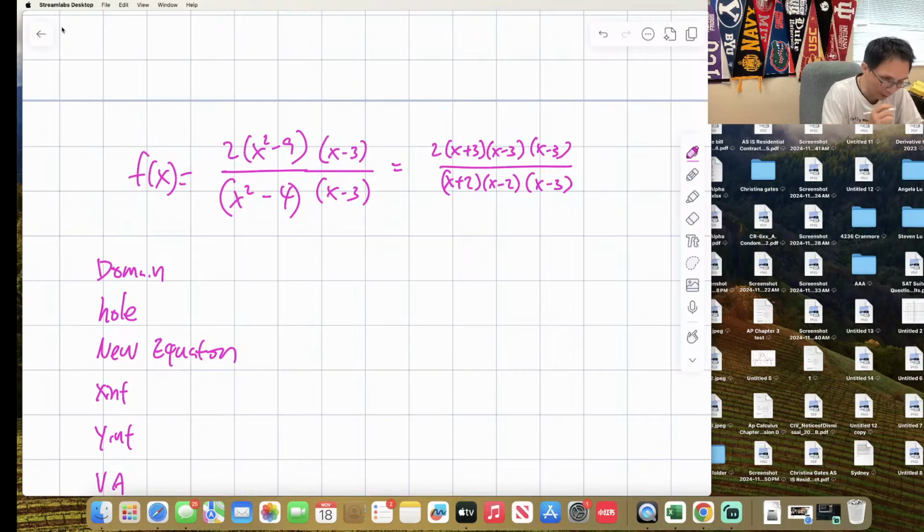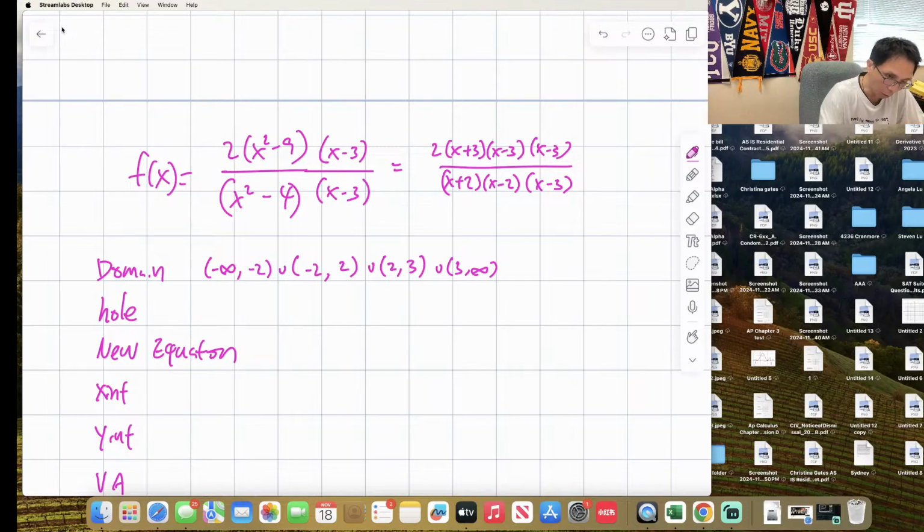Setting the bottom equal to 0 gives 2, negative 2, and 3. So your domain is going to be negative infinity to negative 2, union from negative 2 to 2, and then union from 2 to 3, and then 3 to infinity. Is that okay? Everybody okay here so far?